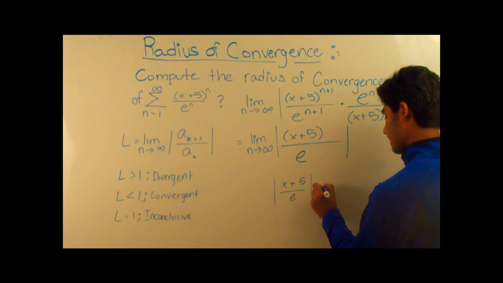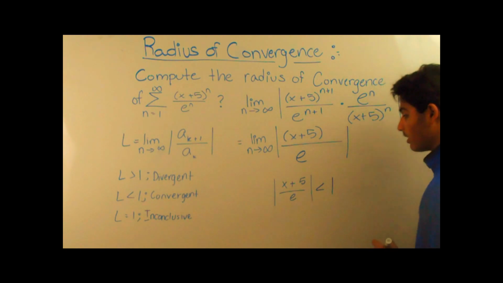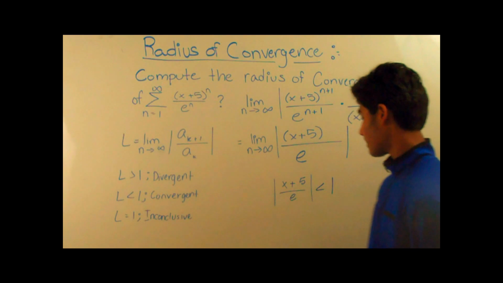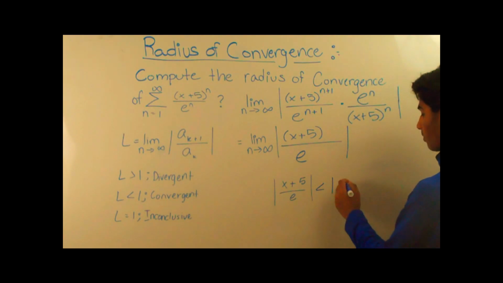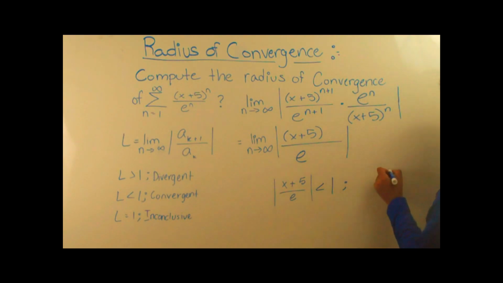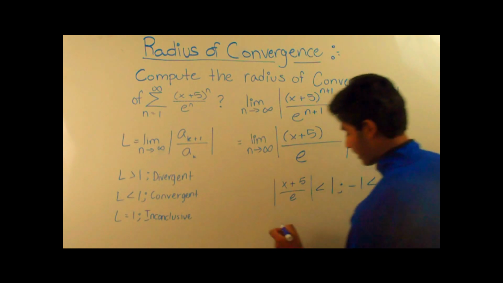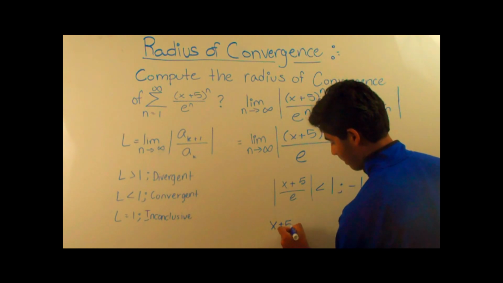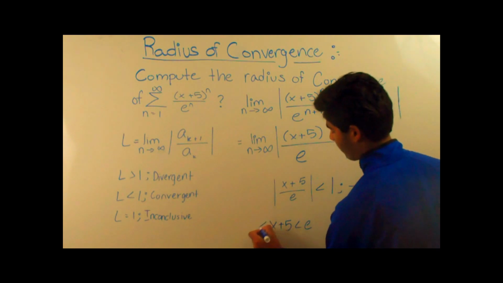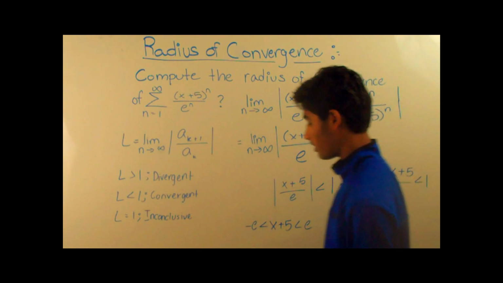Well, we have to set this to be less than 1. So we know that if L is less than 1, then it's convergent. Now if we set this less than 1, then that means that the absolute value of x plus 5 over e is less than 1, but it's greater than negative 1. So we're getting an interval here. Now we have to figure out the interval for x. So we multiply both sides by e, giving us that x plus 5 is less than e, but greater than negative e. And I'll move up so you can see how we get there.